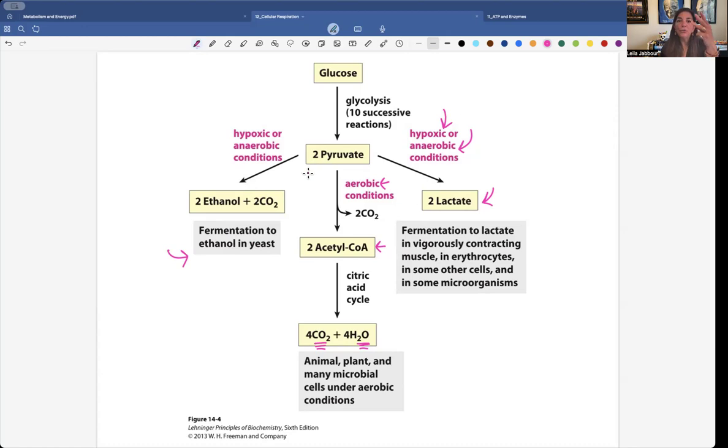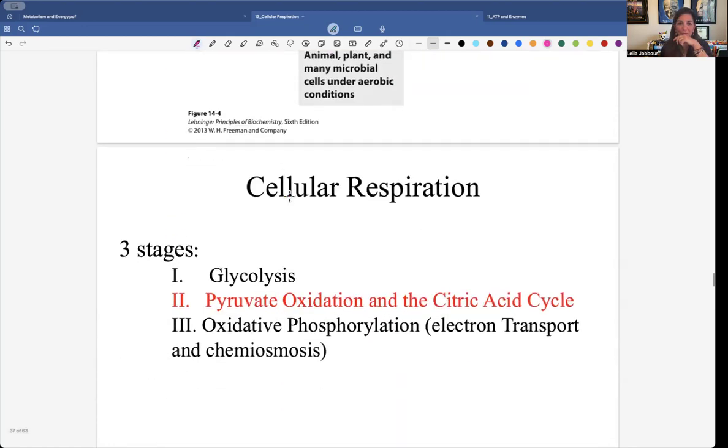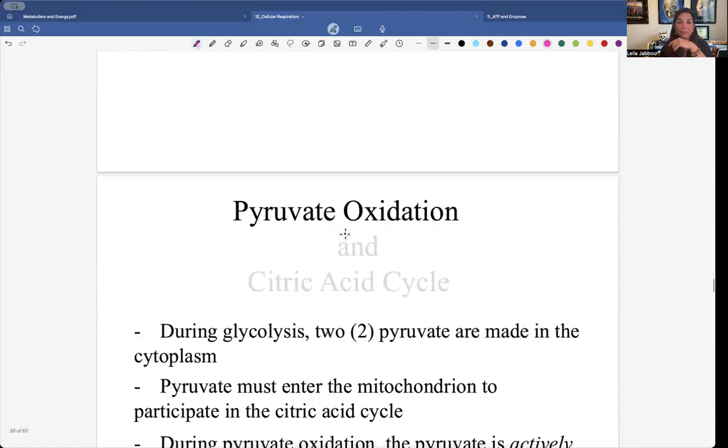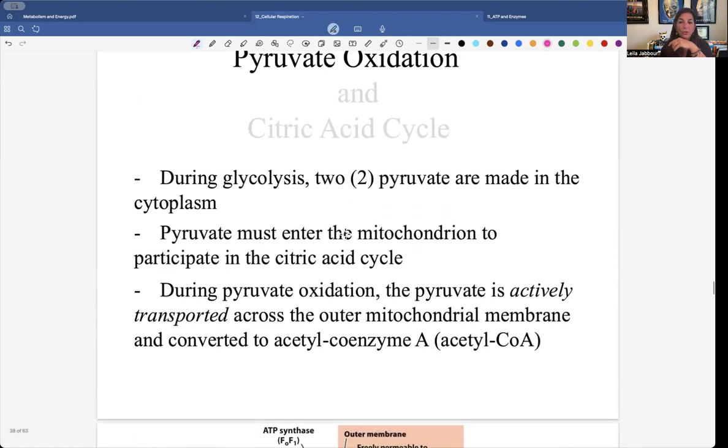The two pyruvate turn into two ethanol molecules. All right, but we're going to focus on the normal aerobic conditions, pyruvate oxidation, followed by the citric acid cycle. So again, during glycolysis, you have two pyruvate that are made in the cytoplasm of the cell. Remember, you need to know where these are taking place. Pyruvate must enter the mitochondrion to participate in the citric acid cycle.